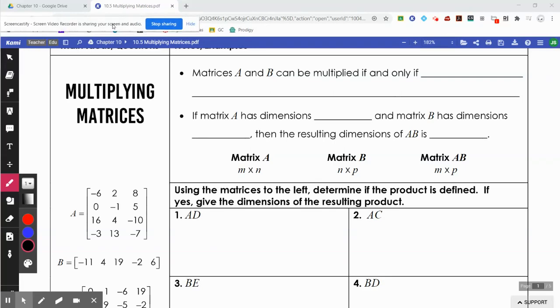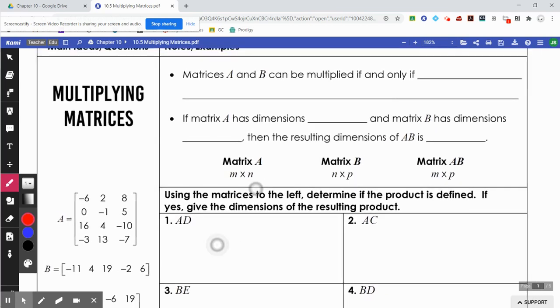Okay, in this section, we're going to multiply matrices. Now, unfortunately, multiplying matrices is not as easy as adding and subtracting. You do not just multiply corresponding parts. A lot of people make that mistake, so please don't do that.